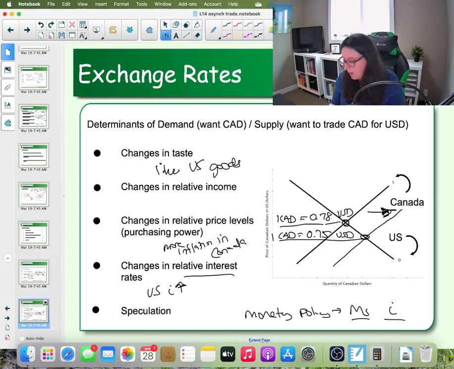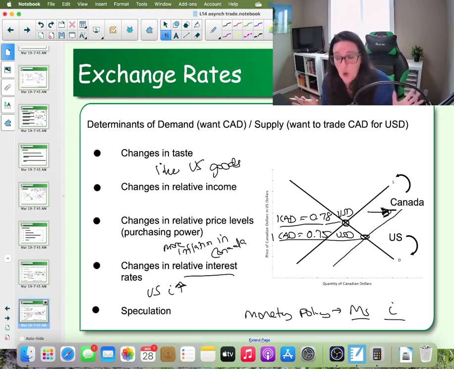Okay. And then again, speculation: buy low, sell high. Depending on which currency you think is low and is going to increase in value, you will change your holdings. As you trade one currency for another, it's changing the supply of your currency as you demand more of another currency.